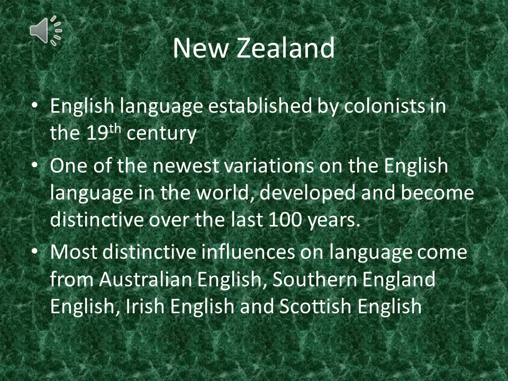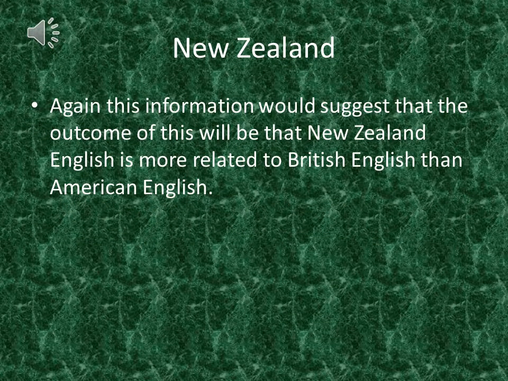The form of English used in New Zealand is one of the newest variations on the English language in the world. It was developed and became distinctive over the last 100 years. The most distinctive influences on the language come from Australian English, Southern English, Irish English, and Scottish English. Again, this information would lead me to believe that the New Zealand form of English will be closer to British English than American English.